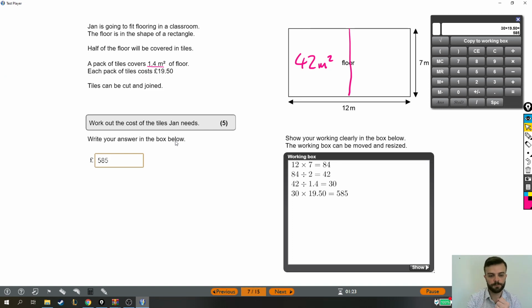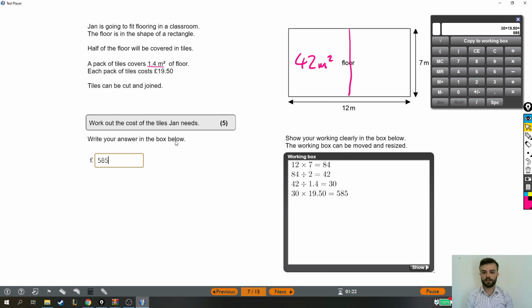Right, so let's just have a quick talk through what we did. We found the area of the floor, but then we had to half it because only half of the floor is covered in tiles. We know that one pack of tiles covers 1.4 meters squared, so we were trying to think how many lots of 1.4 do I need to make 42, and how many lots of something are in something, that's a division. So we did 42 divided by 1.4 to see how many 1.4s it takes to cover 42 meters squared. The answer was 30, so we need 30 packs of tiles. Each pack of tiles was £19.50, so we just worked out what 30 lots of £19.50 was. If one pack is £19.50, 30 packs is 30 lots of £19.50.